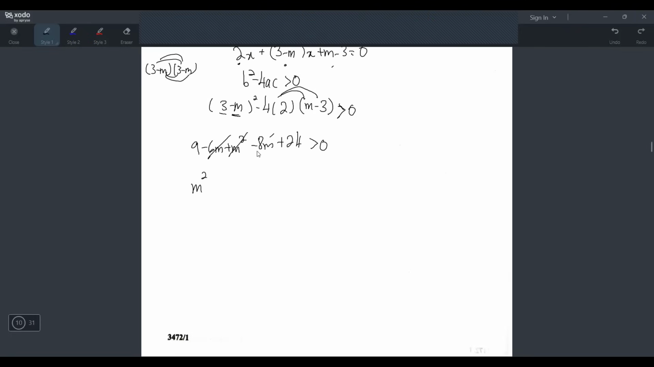And then negative 6m minus 8m is negative 14m. And then the last one you have to write the number. 9 plus 24 is 32. 30, I don't know, let's press calculator, 24 plus 9. Okay, my calculator give me 33, so positive 33. And then don't forget to write bigger 0.